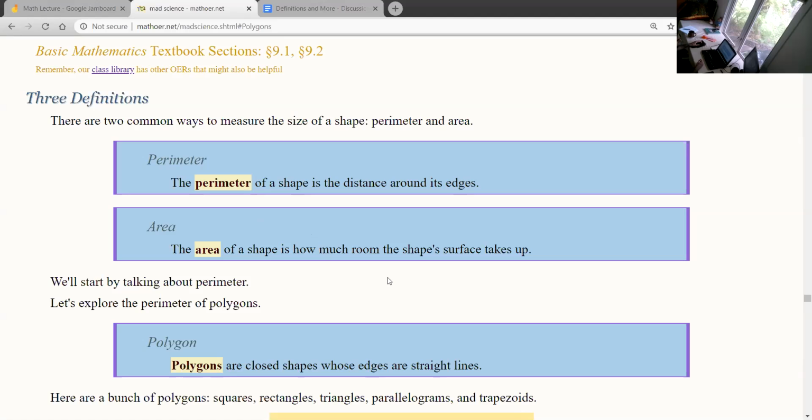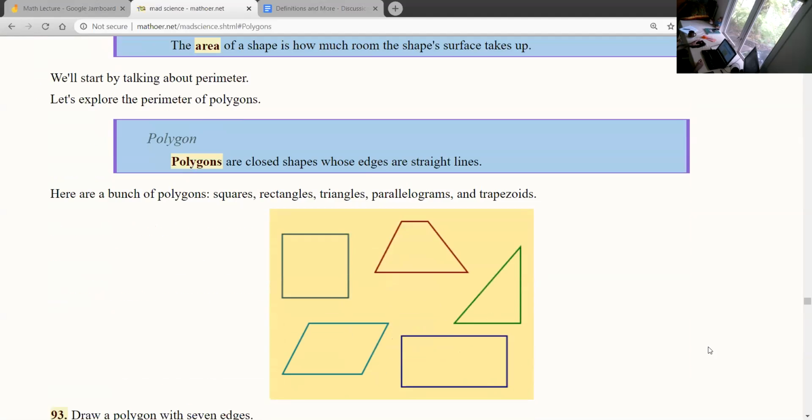The third definition is polygons. Polygons are closed shapes whose edges are straight lines. And you know a bunch of them already: rectangles, triangles, parallelograms, trapezoids. If you don't know which ones are which, we'll talk about that very soon, so that's okay.